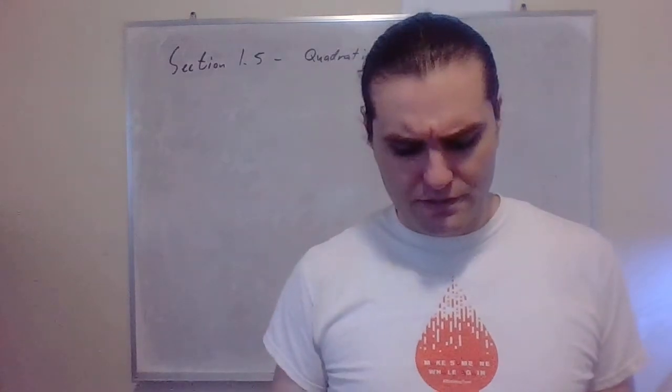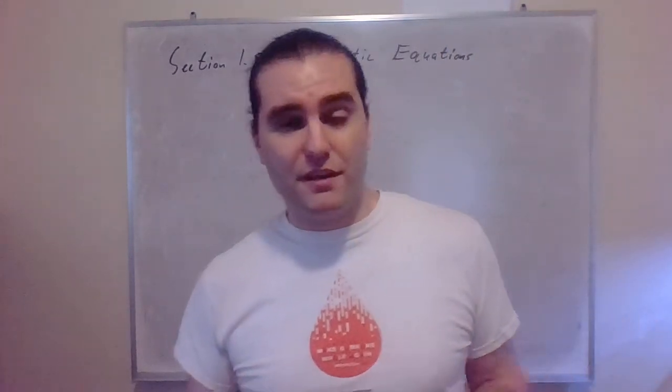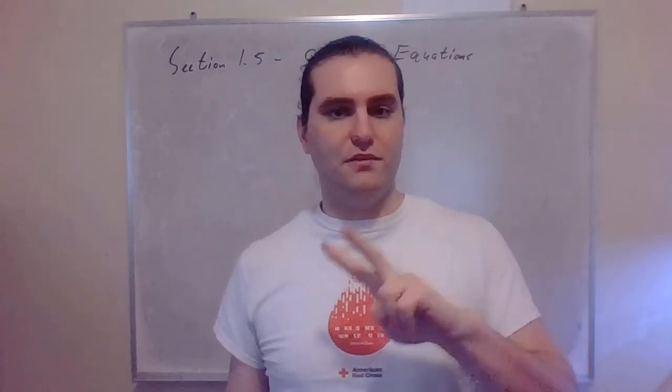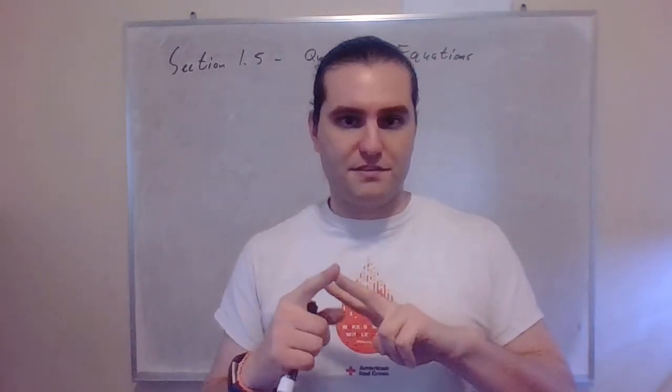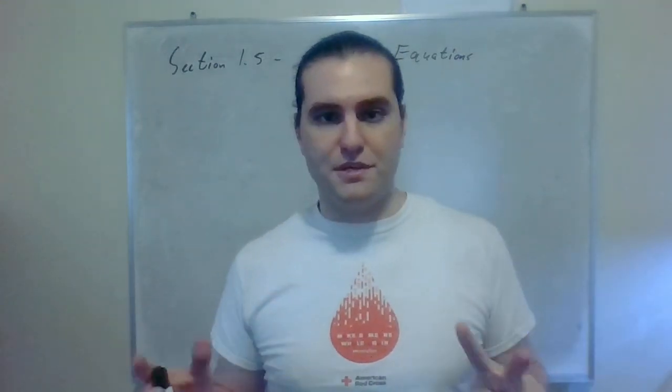And here's why. When you have a linear equation, there's only two kinds of terms in a linear equation. There's terms that have x and terms that don't have x. Those are the only two options in a linear equation. Something either has an x or it doesn't.